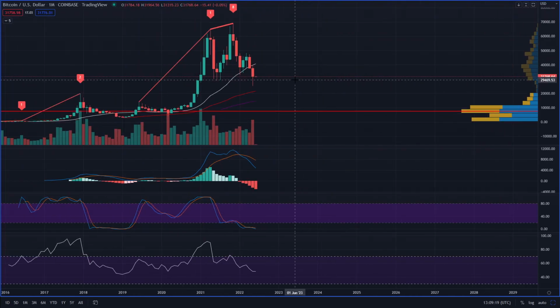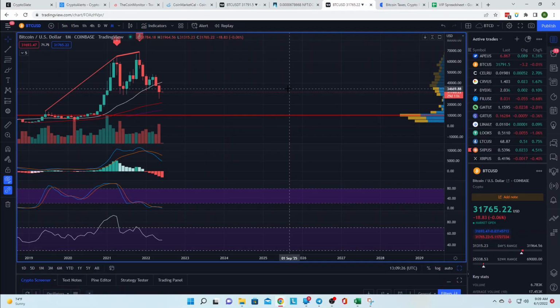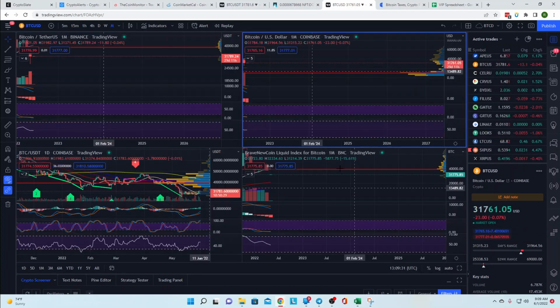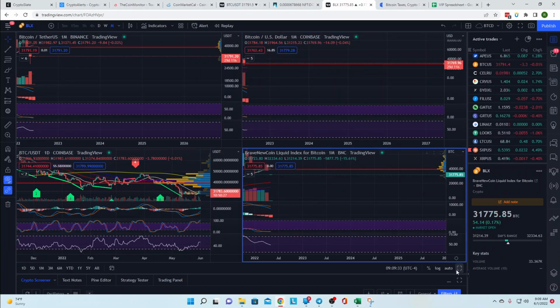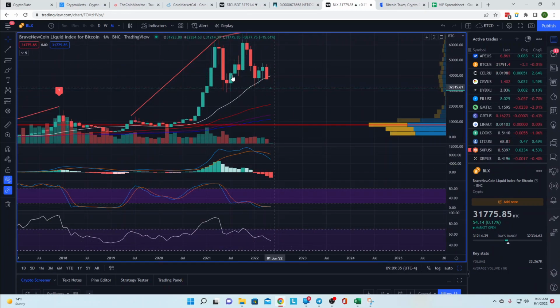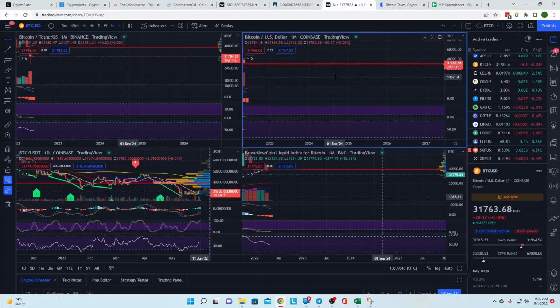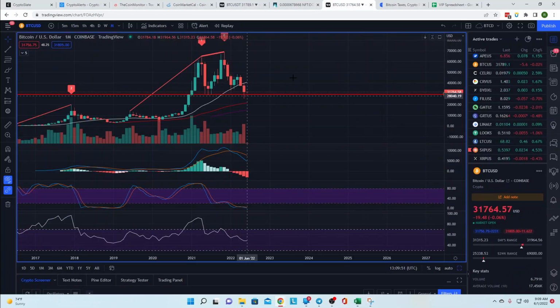I wanted to actually use the BLX, the Brave New Coin Liquid Index, but for some reason that particular chart is not updating correctly here. I'm not sure what happened, but you can see that it just went straight from this in April, and then this is May, and it doesn't even have a June open yet. So this one's not vastly helpful to us at this point, and that's why I'm using this one for now.